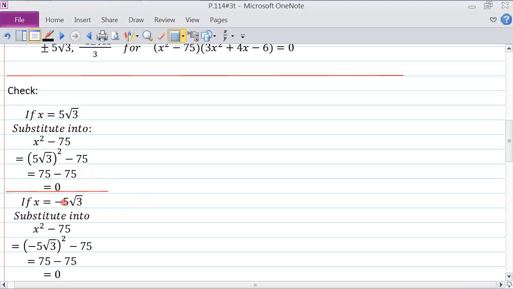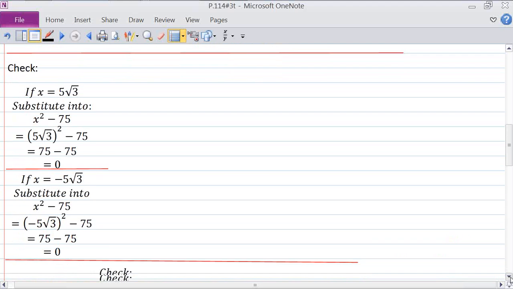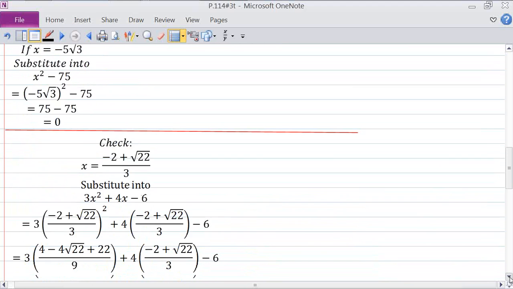We go and do the same thing for the minus 5 root 3. Well, the only difference is that instead of plus 5 root 3, we have a minus 5 root 3 here. But it's still positive. It still gives us 75. So it's identical, gives us the same. Check works out exactly the same.